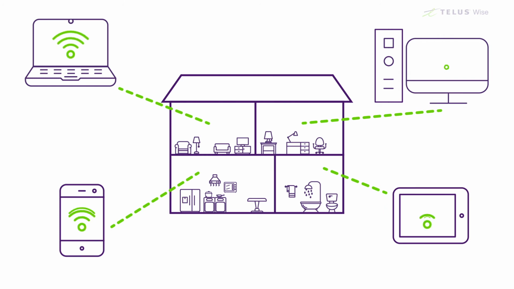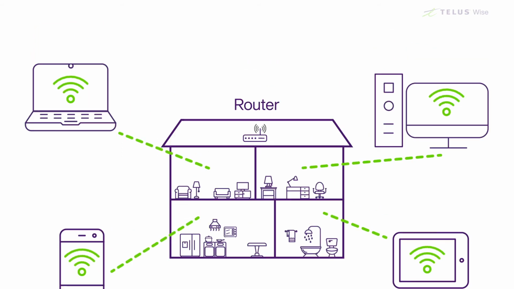You can also set up a Wi-Fi network in your house so your devices can connect to the internet wirelessly without needing to plug a cable into your device. You will need a router to be able to set up a Wi-Fi network and can usually rent or purchase one from your internet service provider.